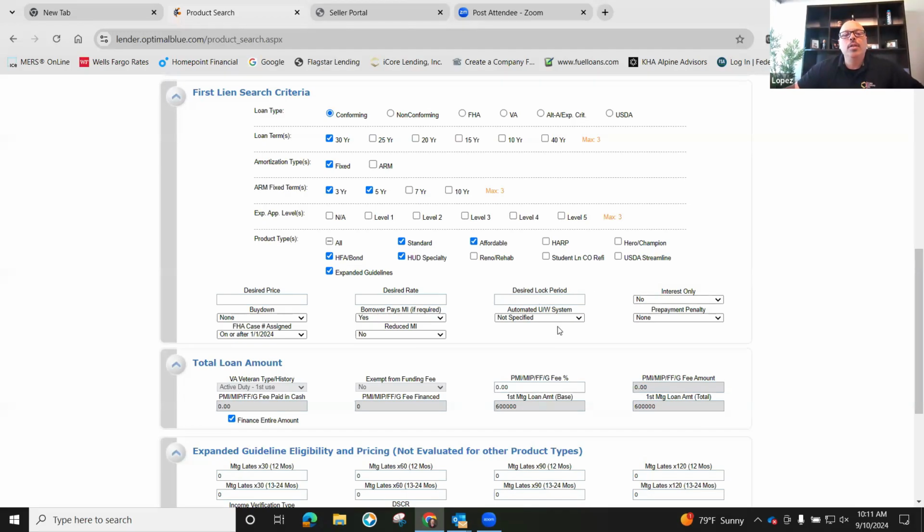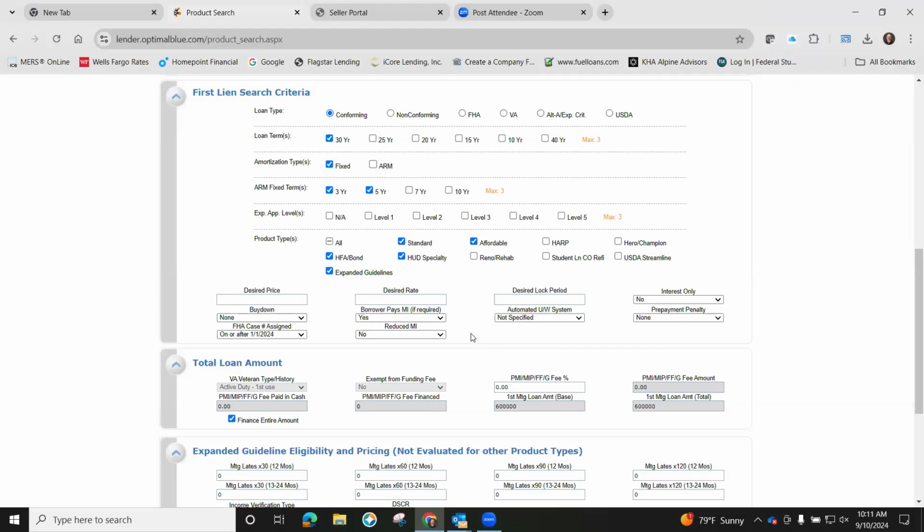Is it an interest only? No. Are there any buy downs? Is the borrower paying the MI? These are for obviously loans where you might have higher than 80% LTVs, conforming loans. You don't need to fill them out. That's why there's no red buttons. I don't need to check anything on those. I will still get pricing.